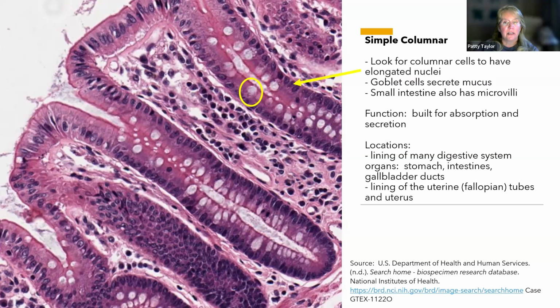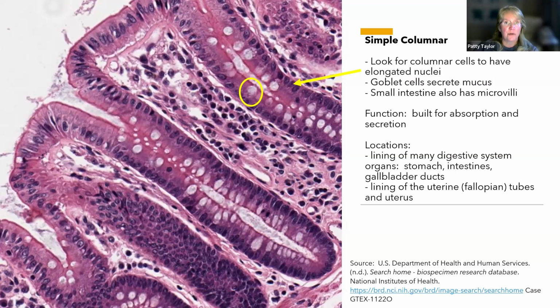Look at these elongated nuclei. You may be able to see some of these brick or column-shaped cells, but if you're not able to see them, do look for the elongated nucleus. That is a helpful clue that we have simple columnar epithelium.